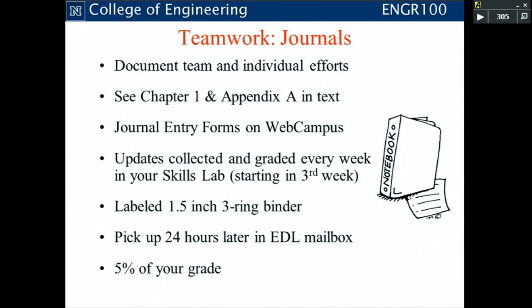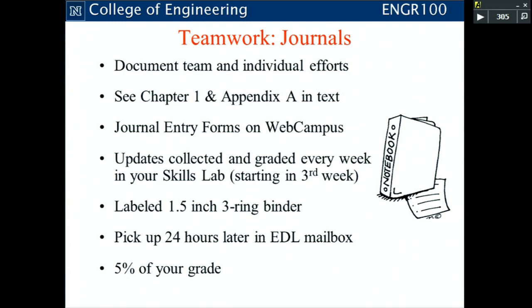You're going to keep all your receipts in here. You'll put your design reports in here. You'll keep all your weekly meeting notes. Anything related to your teamwork, to your project work as a team, will go into your journal. And we're going to take a quick look at it every week just to make sure that you're doing it the right way, so to speak.